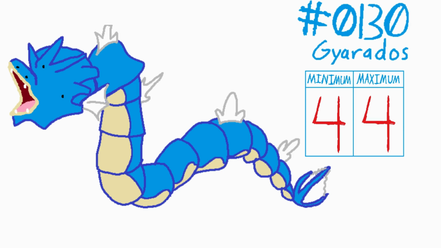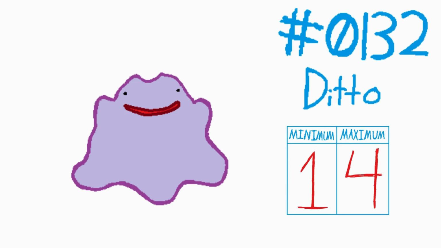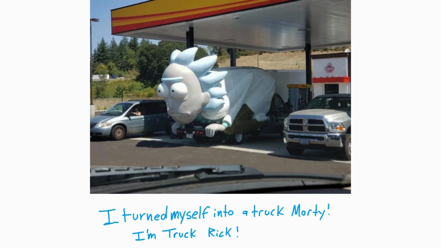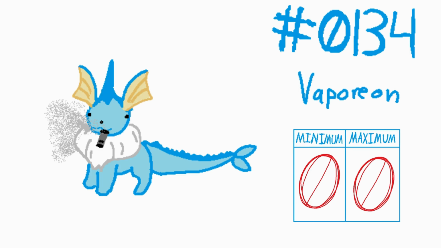Gyarados. Actually, this guy does beat the trucks, though. He's busted. Lapras. Ice again. Ditto. His whole shtick is that he can copy other Pokemon forms and moves, and it can also turn into the truck. So I guess at a minimum he gets 1, and at max 4, depending on who's on his team. Eevee. Nah. Vaporeon. In terms of Pokemon truck combat, they suck.